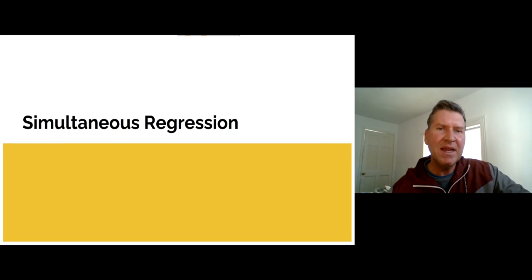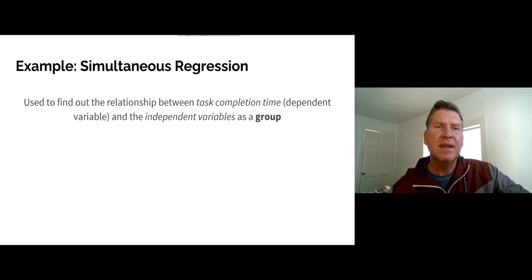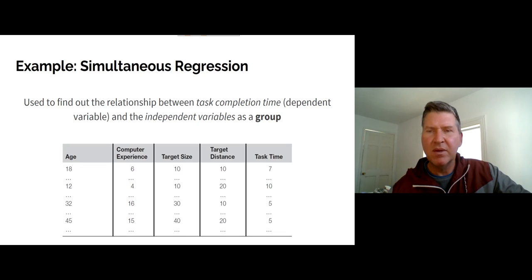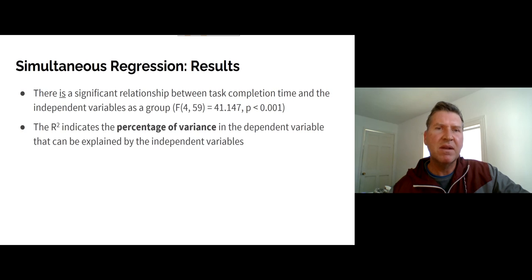Now with simultaneous regression, let's take a look at that same example. We want to find the relationship between the task completion time and all of those independent variables as a group. So here we have the same data set with the same 5 columns. And the results might look like the following.